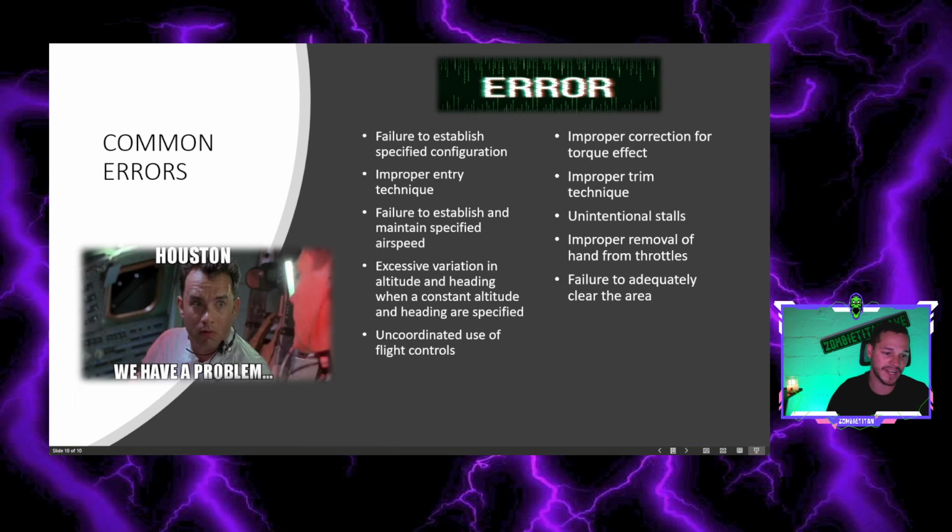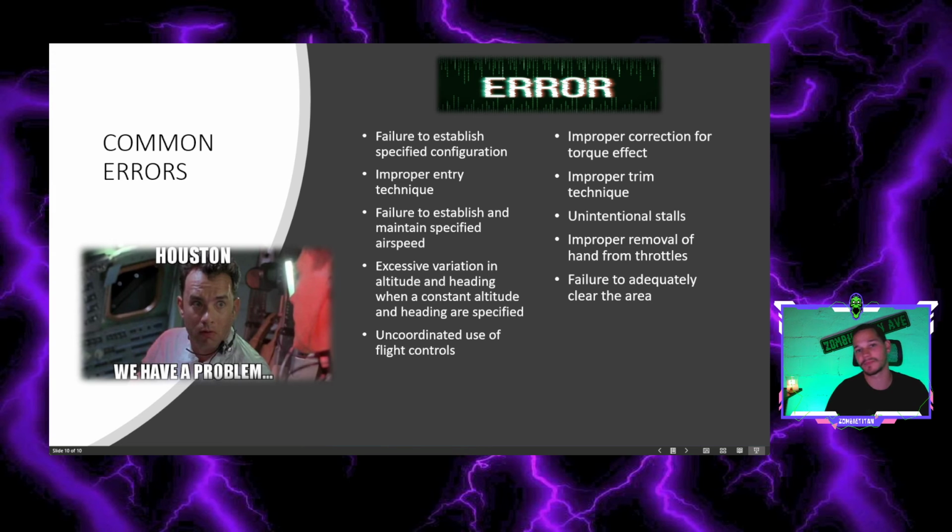That's an issue. Uncoordinated use of flight controls. That's where if we're going to turn to the left, we need to keep that rudder in line as well. Step on the ball. Make sure you're getting the rudder in there. Proper correction for torque effect. So, high power setting, prop spinning to the right, engine's torquing to the left, which causes the airplane to torque to the left. Need to counteract that. Also, with the high power setting, you've got the slipstream impacting the left of the tail. Need to put that right rudder in there.